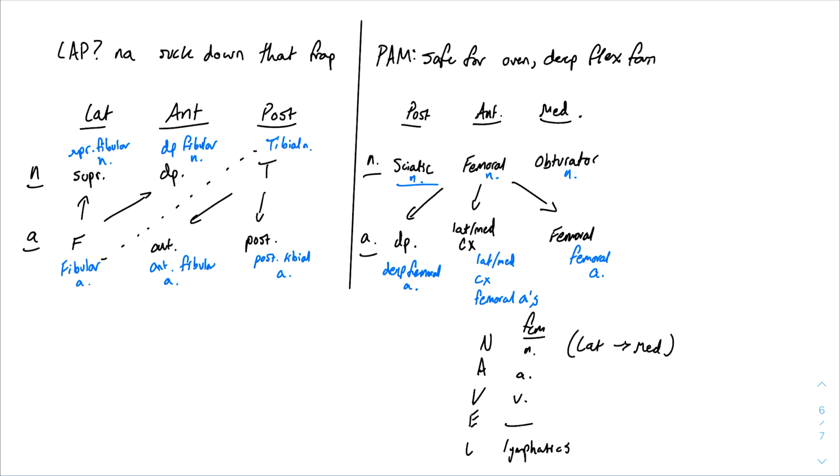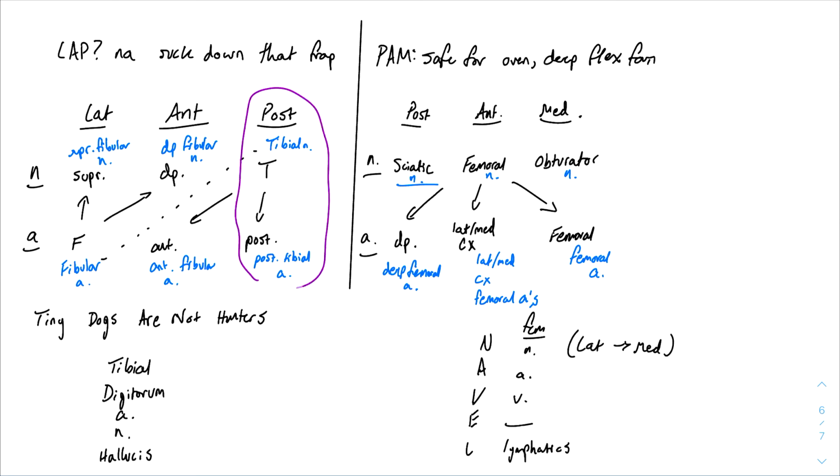And then for the contents of the tarsal tunnel, so Tiny Dogs Are Not Hunters. Tiny is for tibial, dogs for digitorum, A is for artery, N is for nerve, and then hunters is for hallucis. And then, using the contents of the posterior compartment here, we know that this nerve is the tibial nerve, and the artery is the posterior tibial artery. And then for the other things, you just need to brute force. Tibial is going to be the posterior tibial tendon. Digitorum is going to be for flexor digitorum longus tendon. And then hallucis is going to be for flexor hallucis longus tendon.